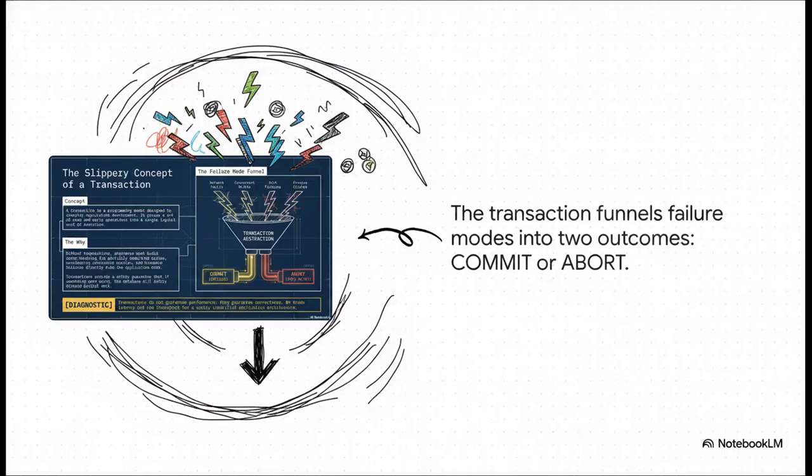And this is where the magic of the transaction comes in. It acts like a funnel. It takes all of that chaos, all those potential disasters, and boils it all down to just two simple outcomes. Either everything works, and we call that a commit, or nothing works, leaving things as they were, and we call that an abort. Yeah, we give up a little bit of raw speed for this, but what we get in return is huge. Our data stays correct, and our application code gets way, way simpler to write.